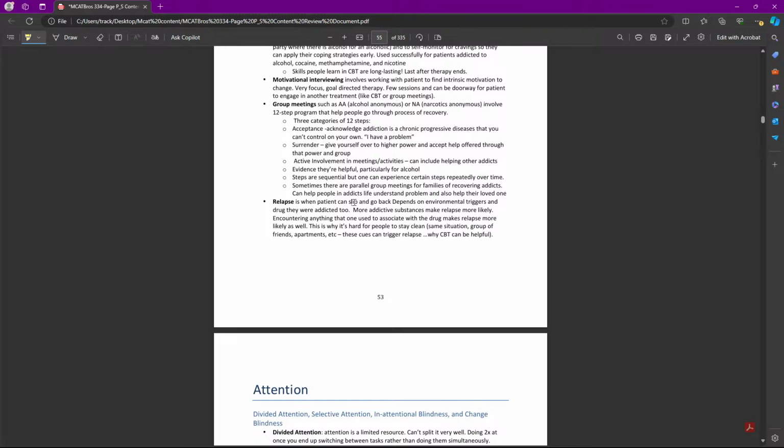Relapse is when a patient slips and goes back. It's related to demands of the environment, triggers, and the drugs they're addicted to. So relapse is going back to the substance use disorder. More addictive substances have increased relapse rates. Encountering anything that is associated with the drug can make relapse more likely as well. That's why it's hard for people to stay clean. For example, a situation, group of friends, apartment, etc.